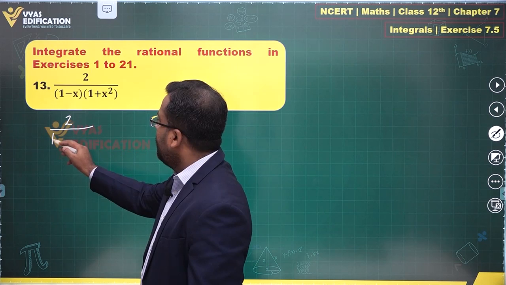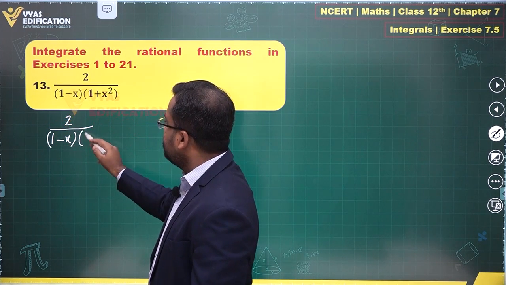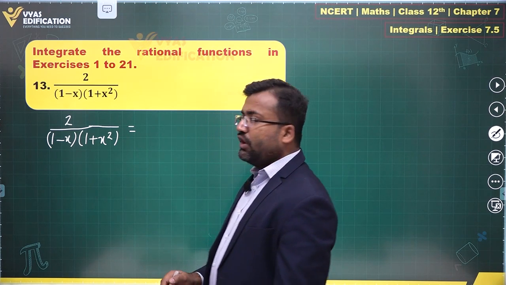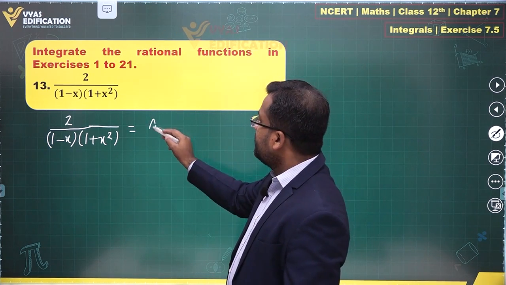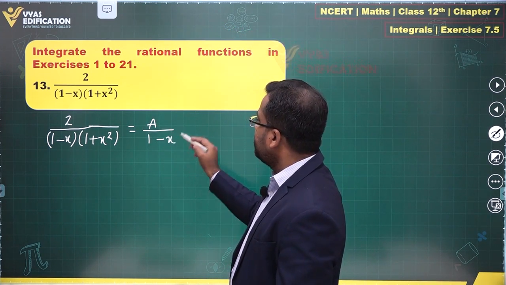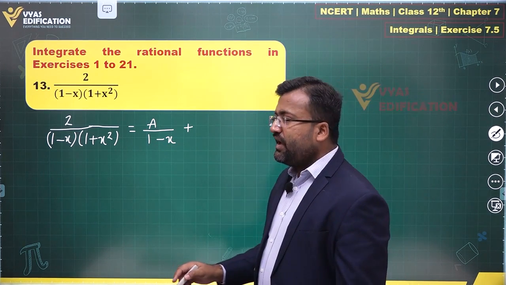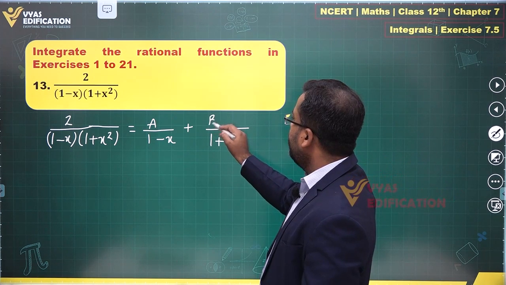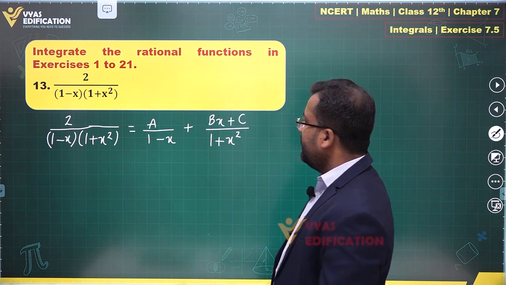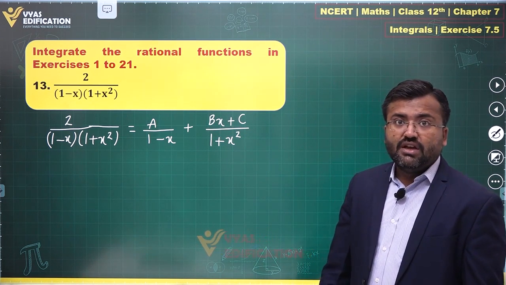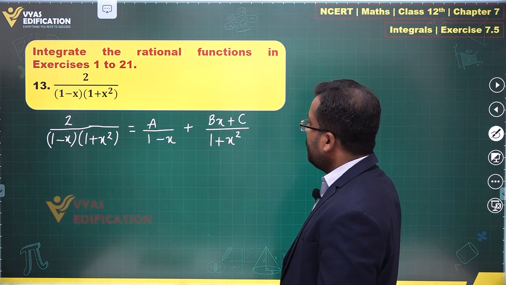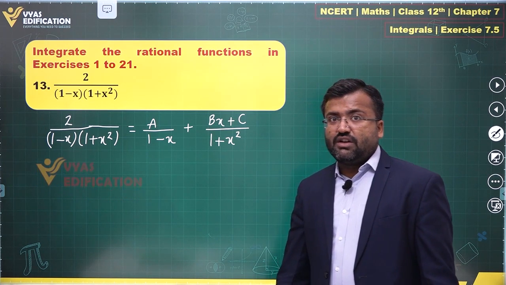2 over (1 minus x)(1 plus x square). I begin with this, which is equal to what? This will be equal to a over 1 minus x, plus, in the denominator 1 plus x square, will have bx plus c in the numerator. Yes, this is what I'll have. Is that okay? Yes. What else? A upon 1 minus x is okay, plus bx plus c upon 1 plus x square is okay.